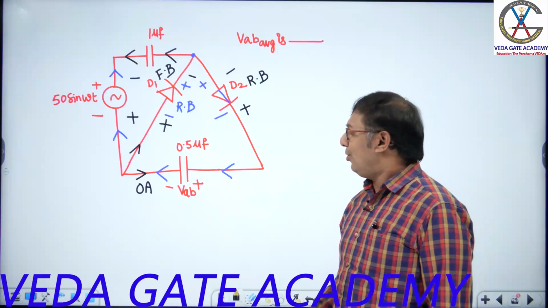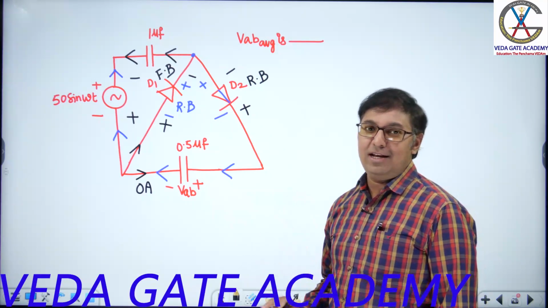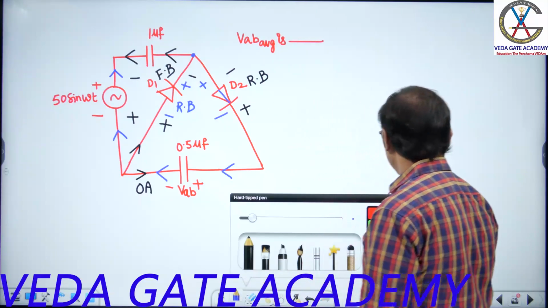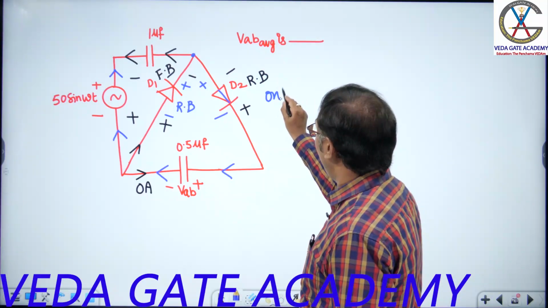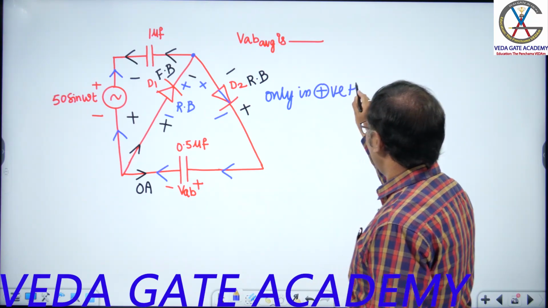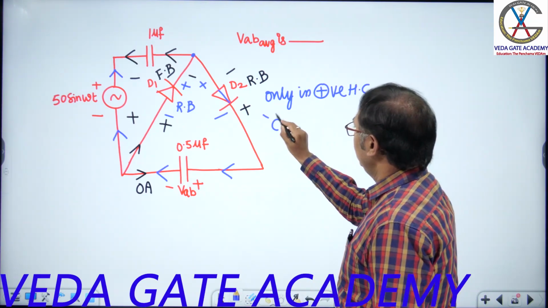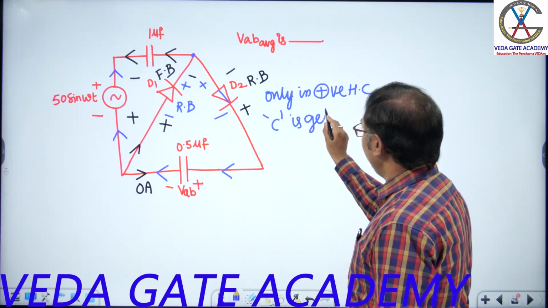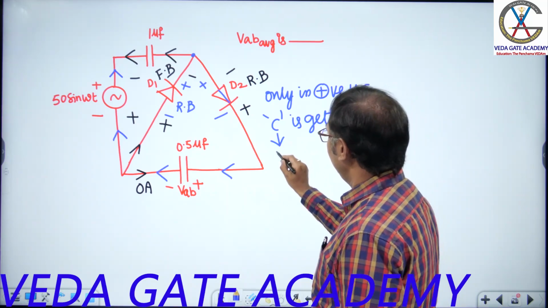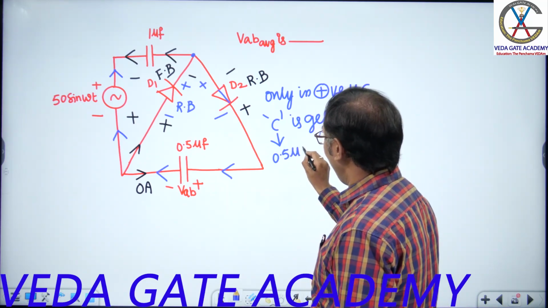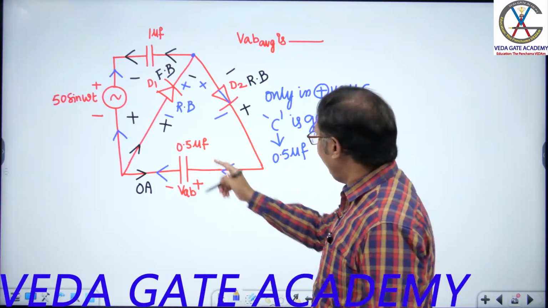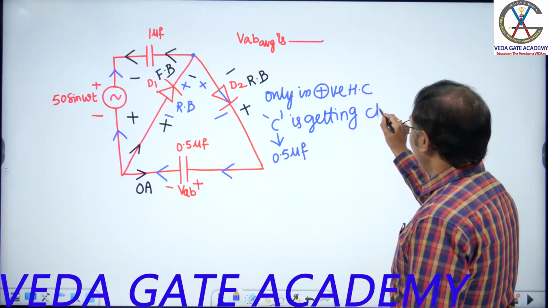Only in the positive half cycle is this capacitor getting charged. Let me write that point over here with the help of the blue pen: only in the positive half cycle, the capacitor is getting charged. Capacitor of what value? 0.5 microfarad. We have two capacitors, so to avoid confusion, let me write the value: the 0.5 microfarad capacitor is getting charged.